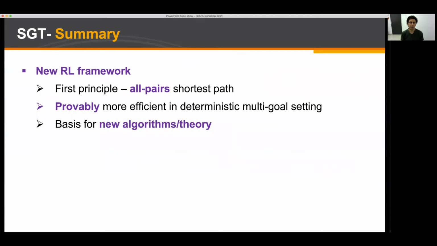So to summarize, we propose a new framework for RL that has a very different first principle, which is the all pairs shortest path problem. We proved that it's more efficient in the deterministic setting, and this is the basis for many new algorithms and theory.